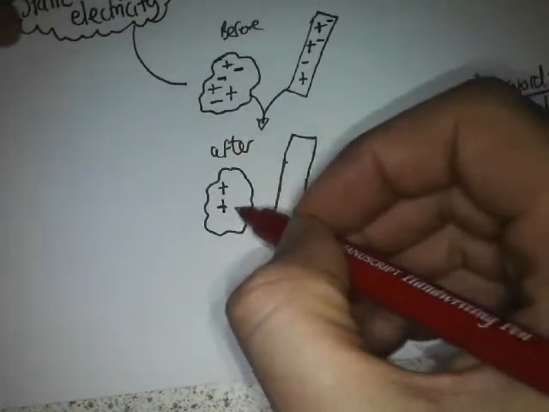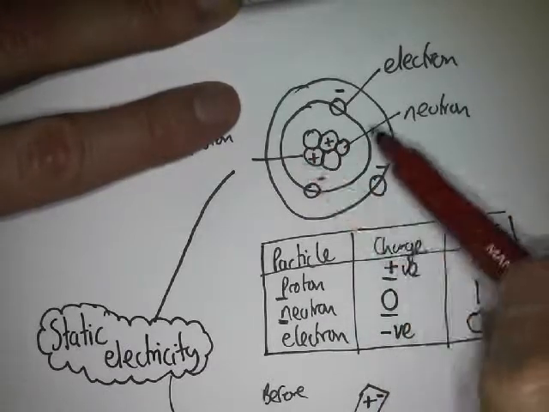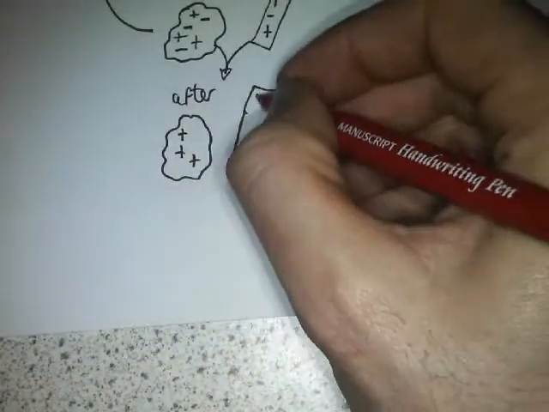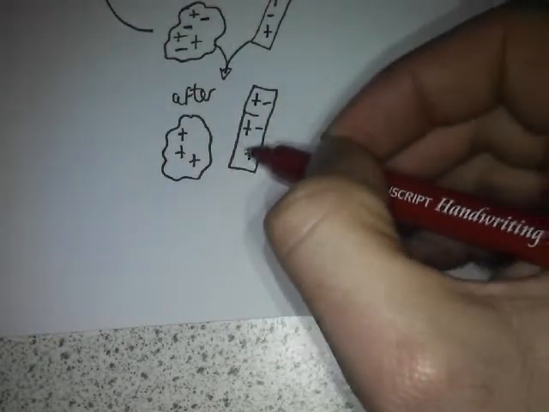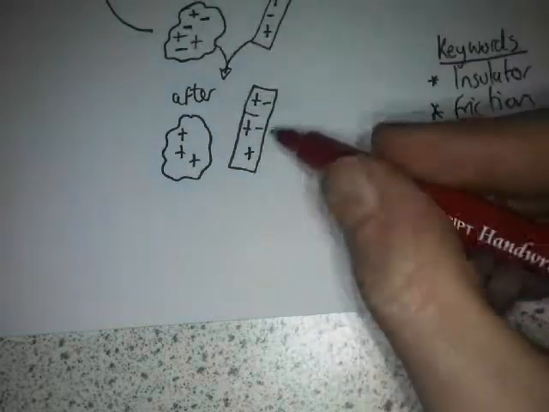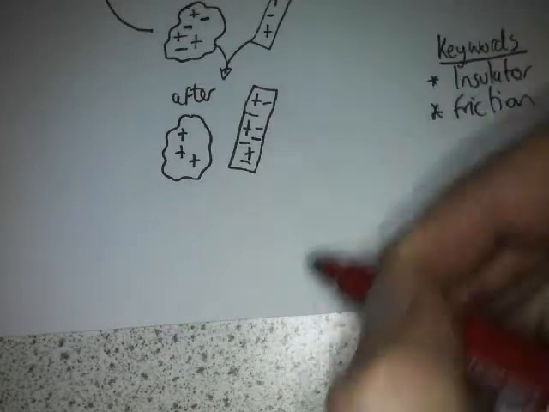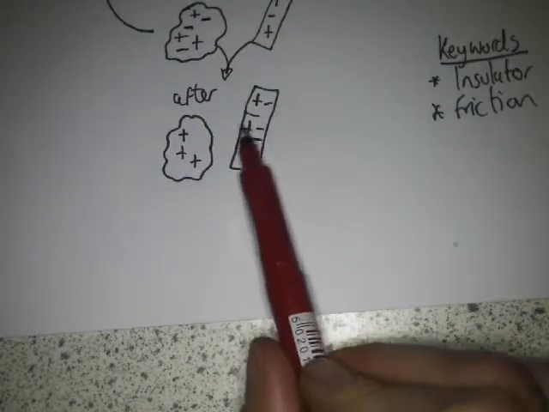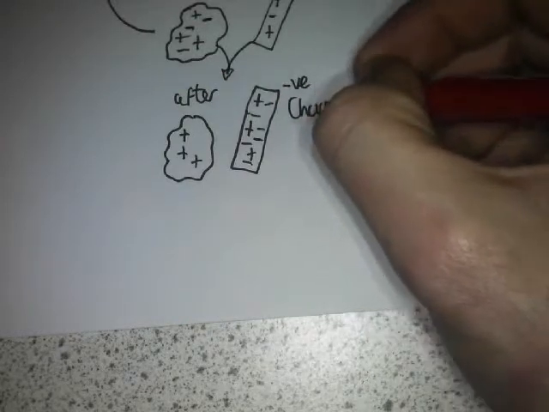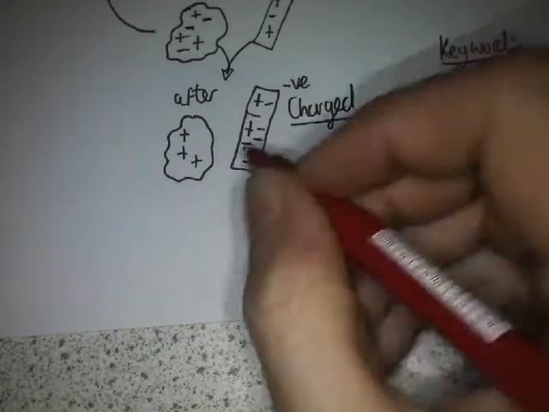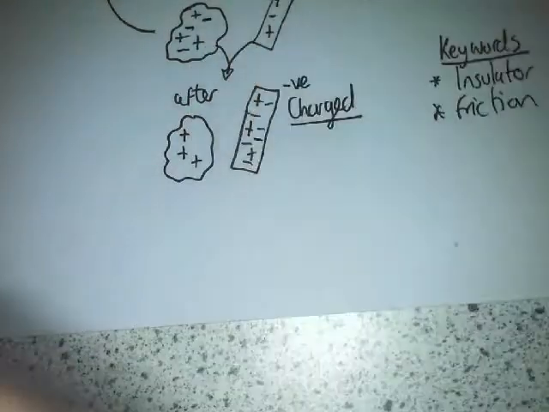So let's say they've gone from the cloth. The positives cannot move. They're there in the nucleus. They're not going anywhere. So the electrons move. So the positives stay the same in the rod also. But this time, those 3 electrons that used to be with the cloth are now on this rod. So 6. So you've got 6 negatives and 3 positives. So this is now negatively charged. Sometimes you'll just see the word charged. So our rod is charged.